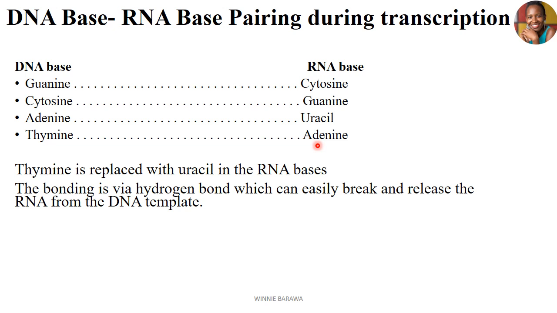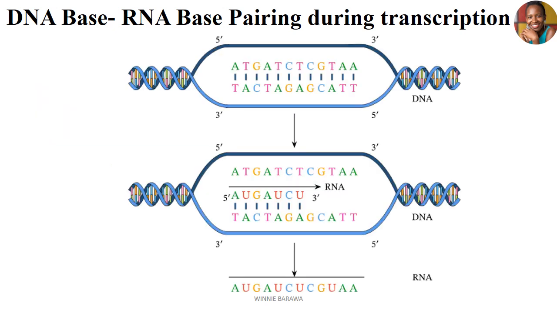The same way we had hydrogen bonds in our base pairing, we shall also have hydrogen bonds while we are creating this RNA template. Why is it so? Because the hydrogen bond is very weak and it can easily break to release our RNA from the DNA template and travel from the nucleus to the cytoplasm, where it can participate in protein synthesis. And so this is how the template comes about.